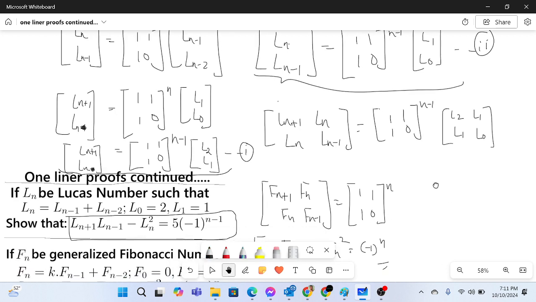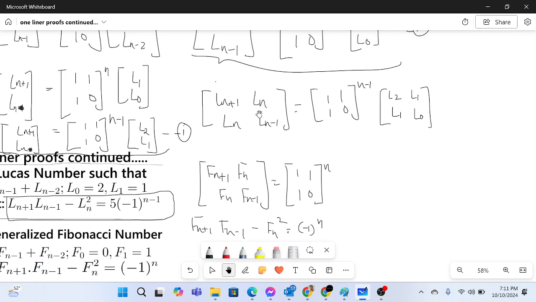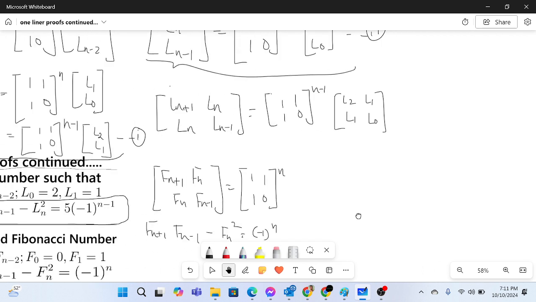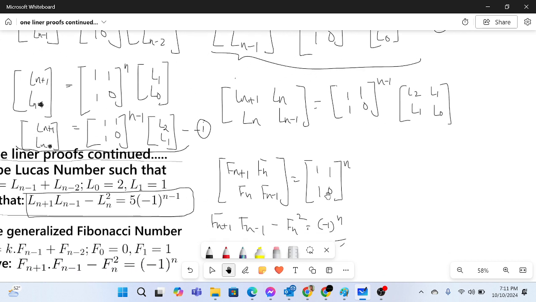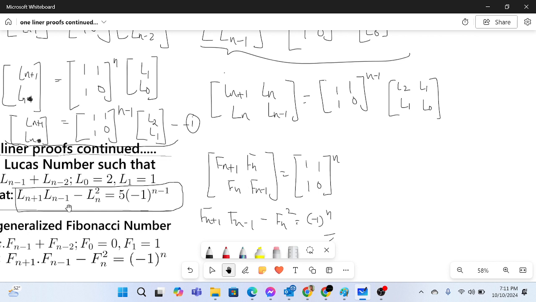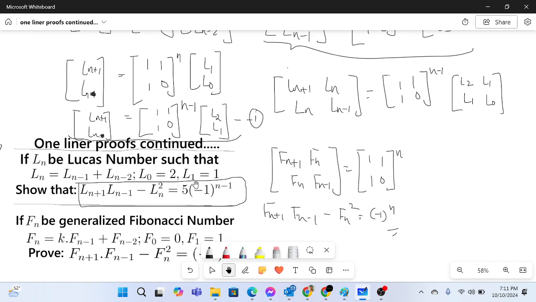Now, after we have got this, we can finally use this relation to prove this formula, right? Now we know that L0 is 2, L1 is 1, and using this, I think we also need L2. We know that L2 is just L0 plus L1, so L2 will just be 2 plus 1, 3. So L2 is 3, L1 is 1. Now I can write this as [[1,1],[1,0]] to the power n minus 1 times this, which is [3, 1] and [1, 2], right?